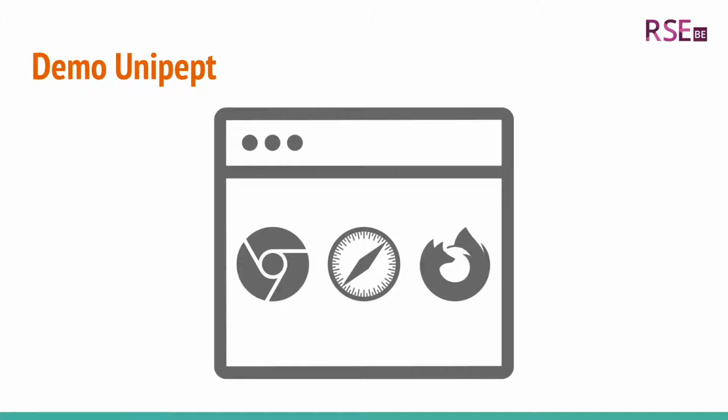Unipept is a leading tool for the analysis of metaproteomic samples, a specific type of biological samples. Unipept is a highly used ecosystem that consists of a few different open source tools, each with their own advantages and disadvantages. During this talk, I will mainly be talking about the Unipept web application, which I'm going to demonstrate right now.